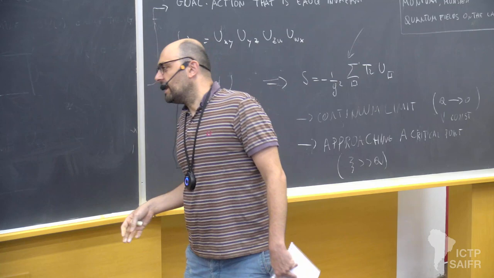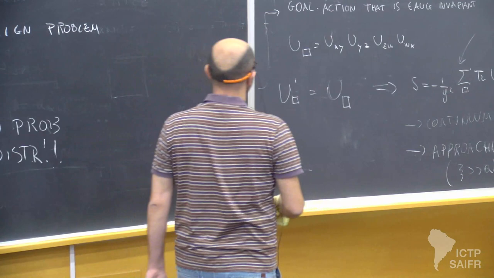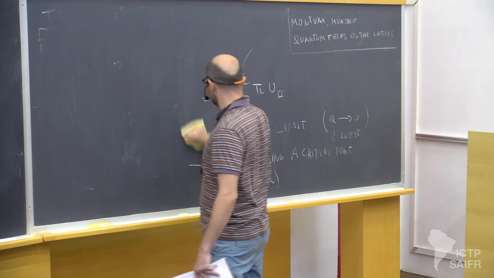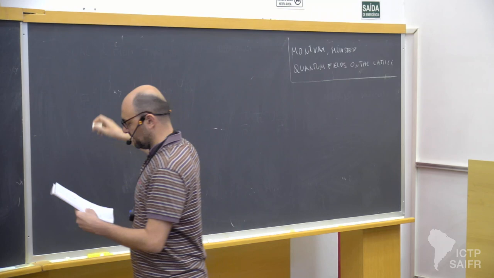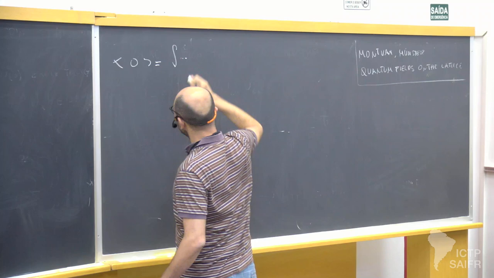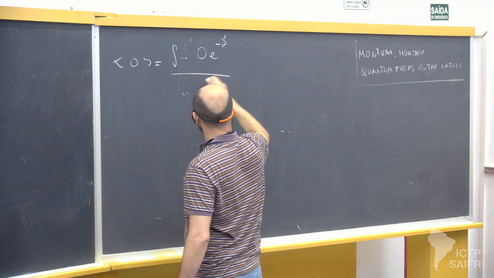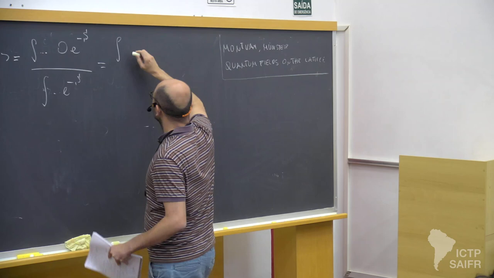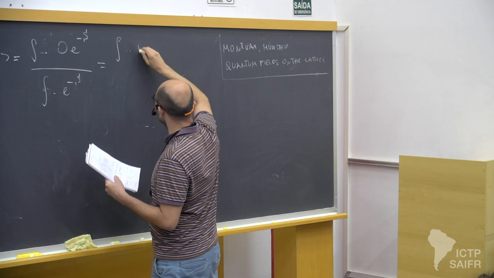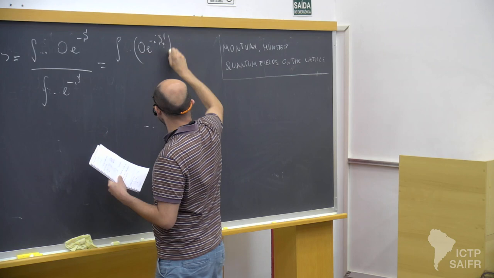Now, in principle, there are ways around it. You could do a trick of this type. Let me write down the formula. You can take your operator and say, my operator's expectation value is the integral over all my variables of O e to the minus S, and here I have the integral of e to the minus S. What I do, I write it as a ratio. First, let me write this S explicitly. I take O e to the minus i S_I, and here I take only the real part.